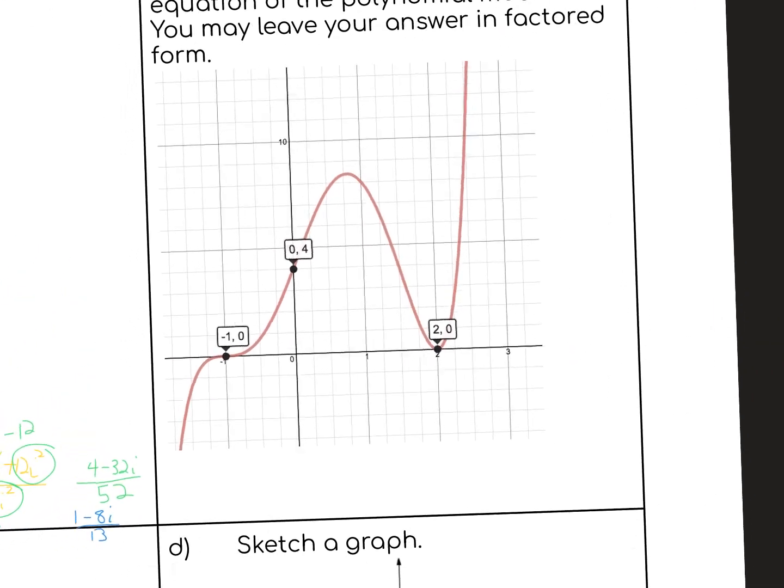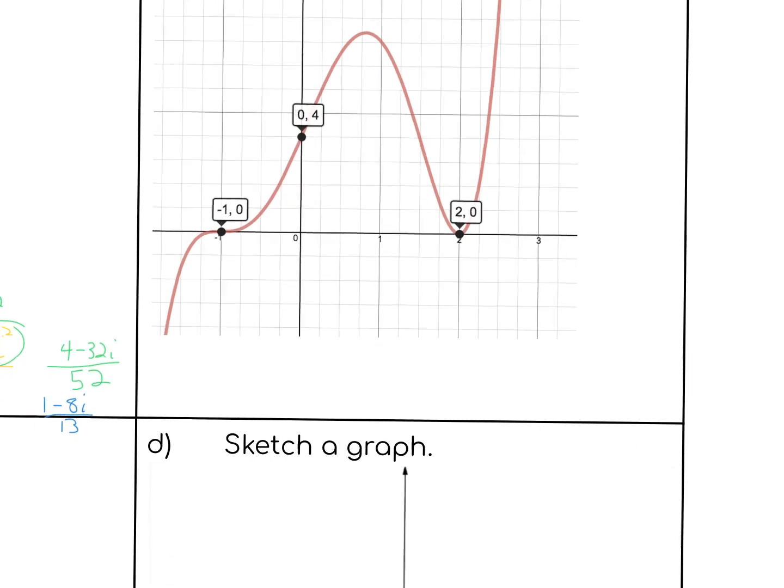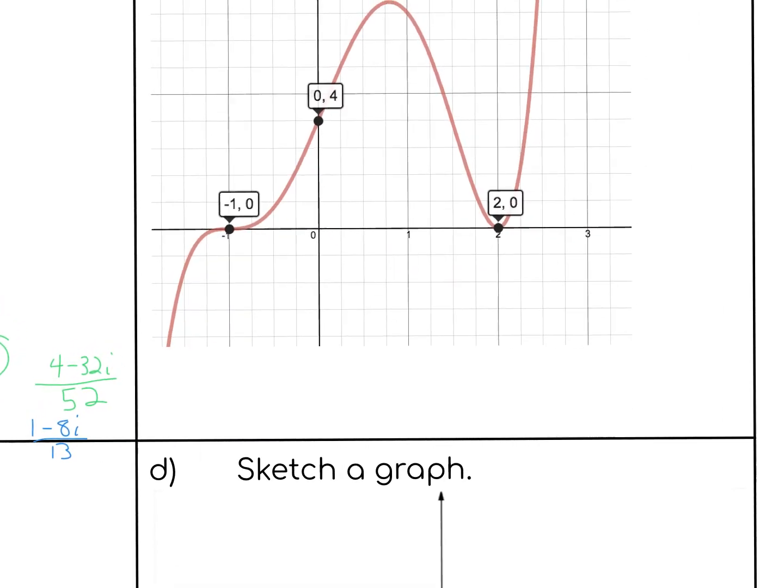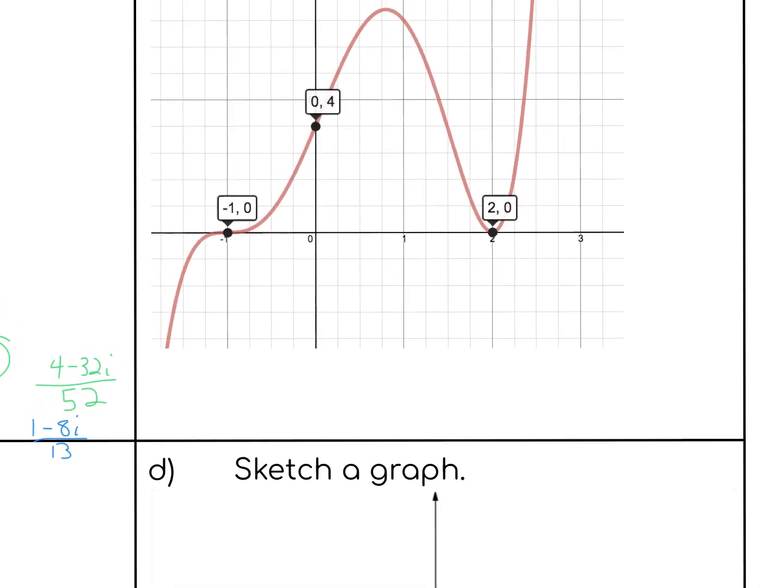Given the graph, write an equation. You may leave your answer in factored form. All right, so I really only need that part. I see a -1 as a 0, so I'm going to write that as x plus 1. And it looks kind of cubic-like, so I'm going to put a 3 on it. And I see a 2 as a 0, so I'm going to write x minus 2. And that looks kind of quadratic if I were to zoom in.